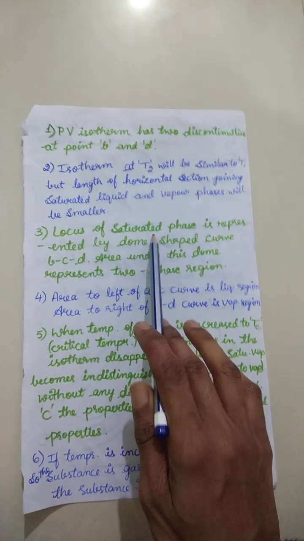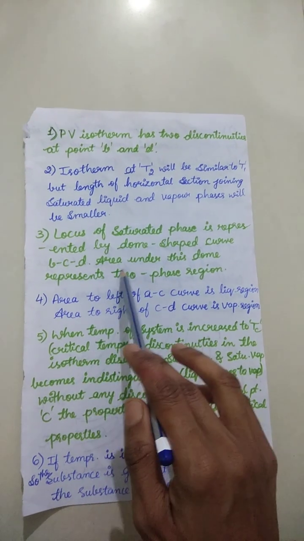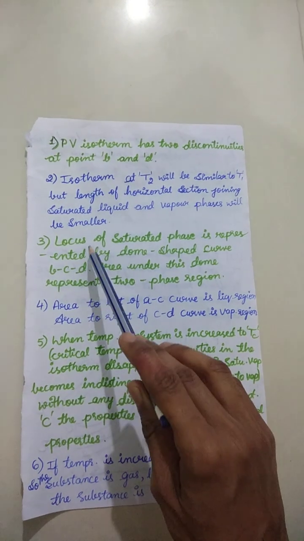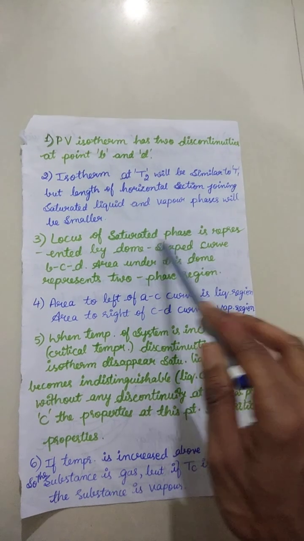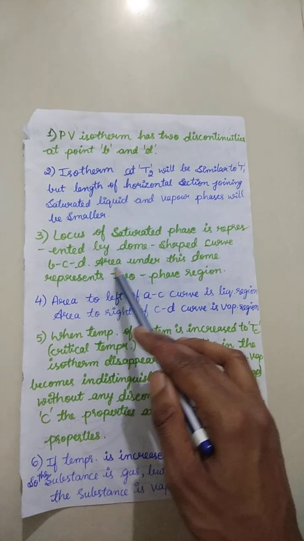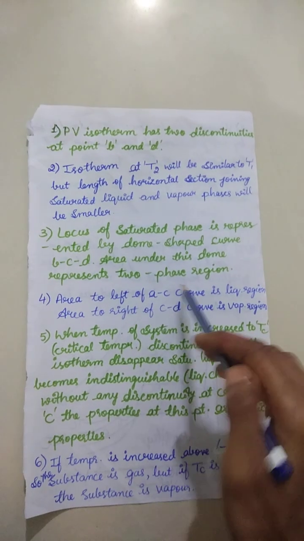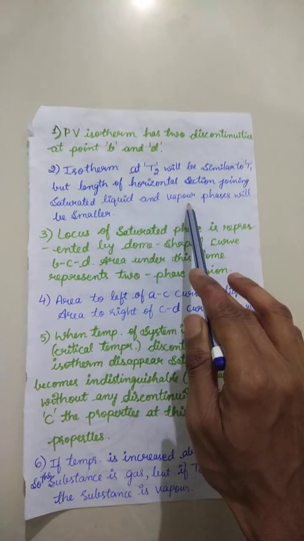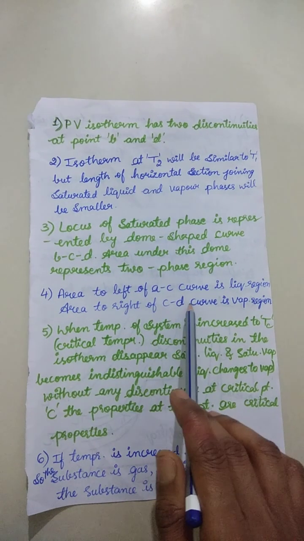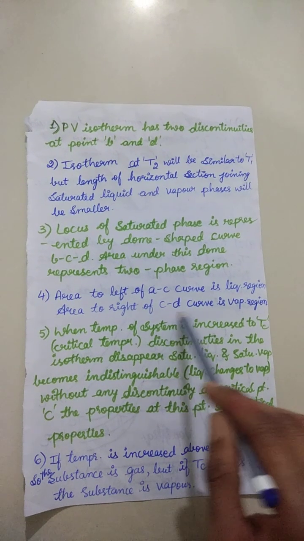Next, the locus of the saturated phase is represented by the dome-shaped curve BCD. The area under this curve represents the two-phase region. As I have told you, locus is nothing but the points of the saturated phase, forming a dome-shaped curve, and the area within this curve represents the two-phase region. The two phases will be liquid and vapor phase, in saturated form. The area to the left of the AC curve will be the liquid region, and the area to the right of the CD curve is the vapor region.